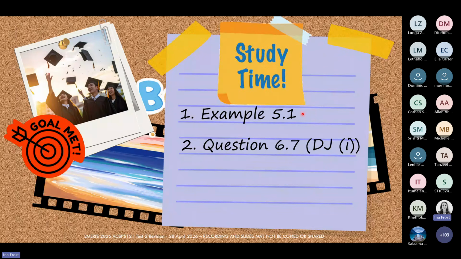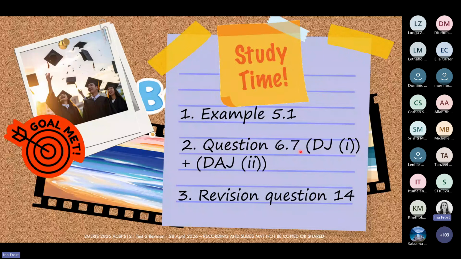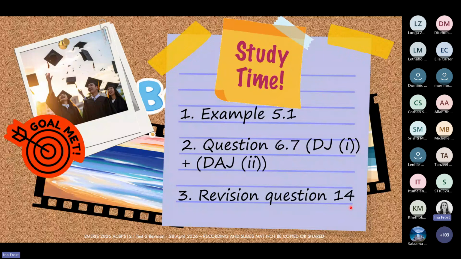You can see if you can do everything, all the journals, cash, credit, if you can post them to the general ledger, and if you can do a trial balance. Then if you want to specifically do only debtors journal and debtors allowances journal, do question 6.7. And at the back of your textbook, there's also revision question number 14.